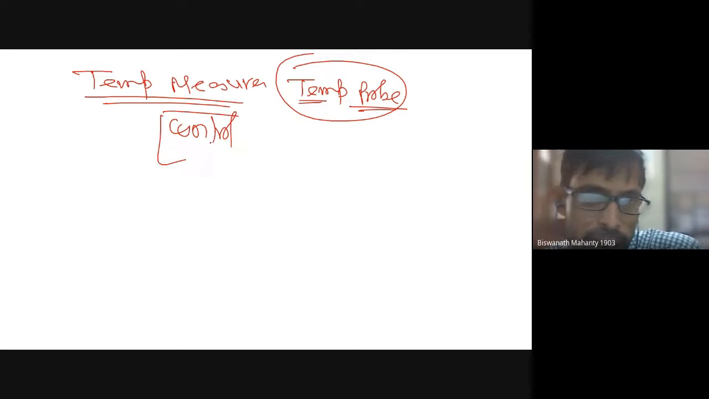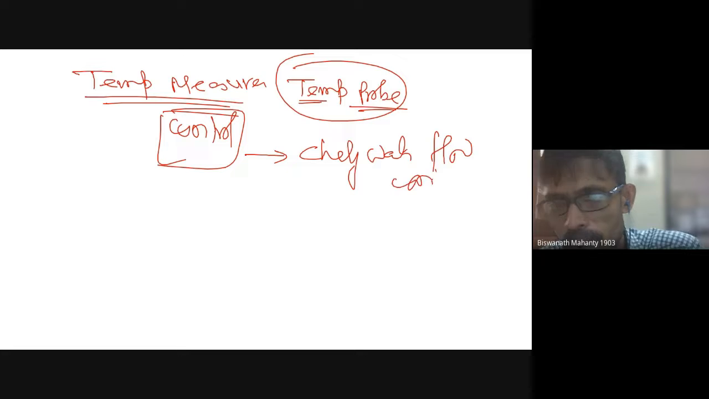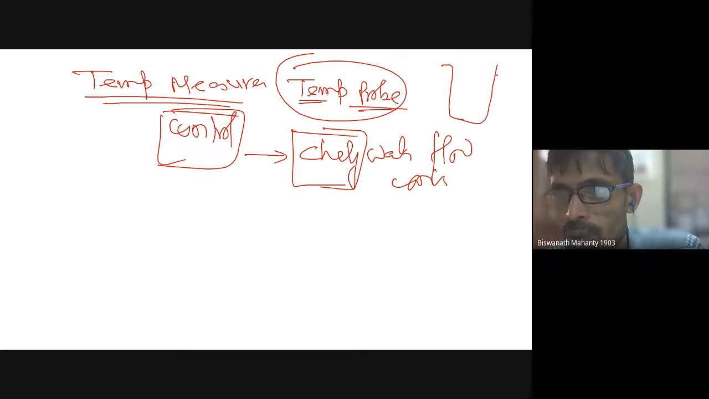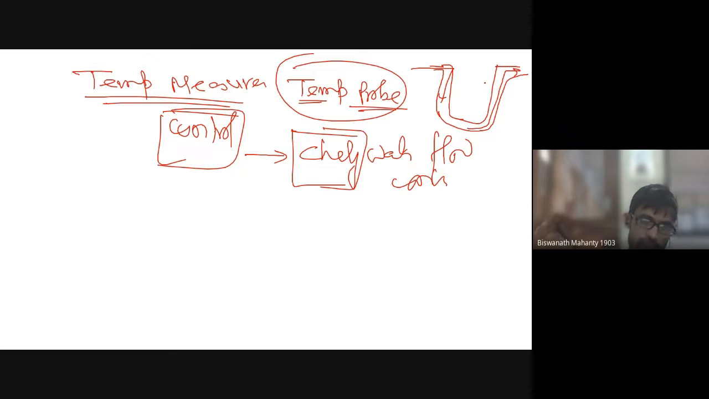Control is governed by using chilling water flow control. We have a chiller through which cold water, at some 4 to 10 degrees, is passed through the fermenter. The purpose of control is to allow the maintenance of what you want. Water will flow in the jacket so that you can maintain the temperature. So control is for establishing whatever is required, and measurement is for knowing the value. Knowing is one thing, controlling is another.